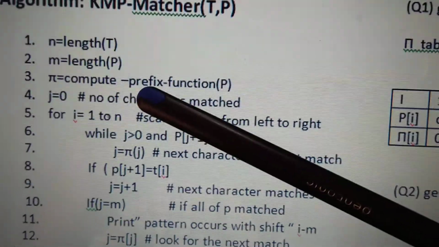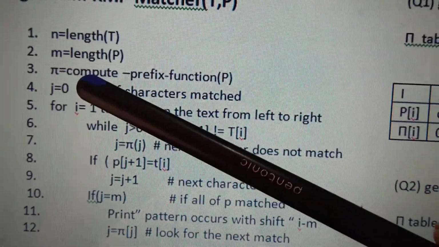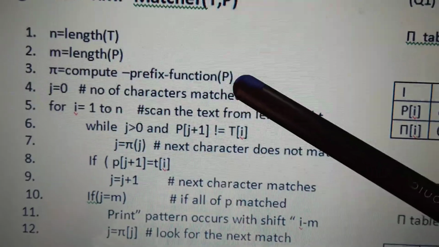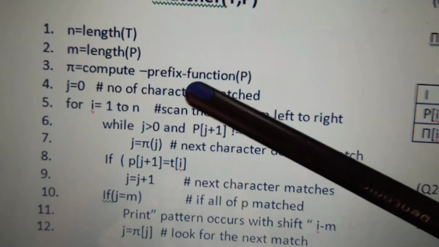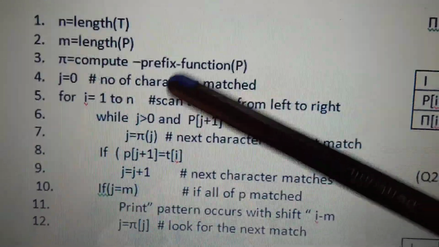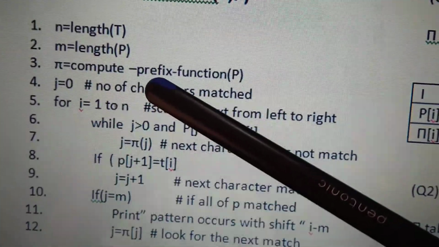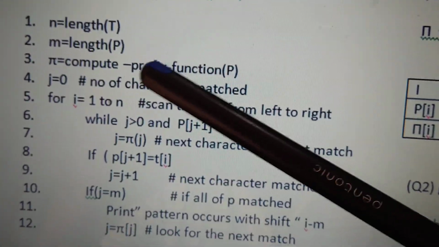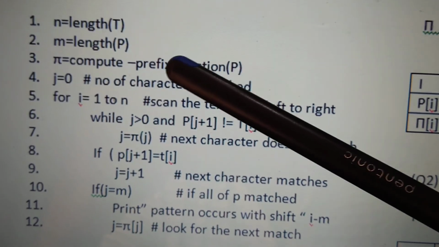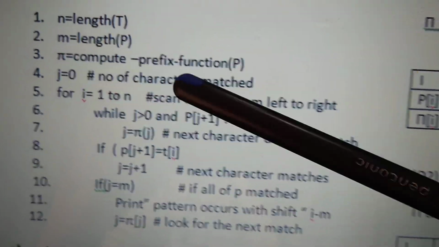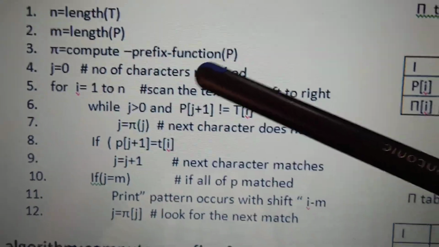Now we find the length of the text, n equals length of text, and m is the length of the pattern. For the KMP algorithm, first we have to generate a pi table. So pi equals compute prefix function. This is the function we use separately to generate the pi table. This function returns the pi table, which is stored in pi. Later I will explain how to generate the pi table using this compute prefix function.